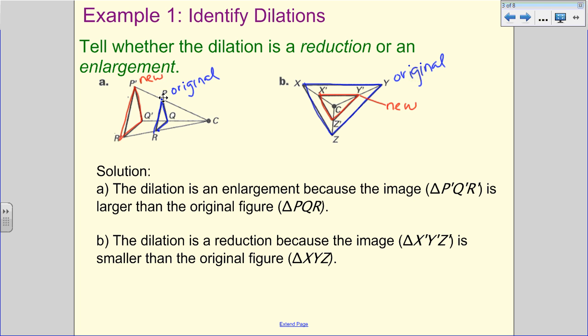So if we look at A, the dilation is an enlargement because the image P prime, Q prime, R prime is larger than the original figure, triangle PQR. And then the dilation is a reduction in part B because the triangle X prime, Y prime, Z prime, so we're noticing all these primes on the new image, is smaller than the original figure. So I'm hoping you guys can put your vocabulary, your prior knowledge to use, and we should be able to recognize these rather quickly.